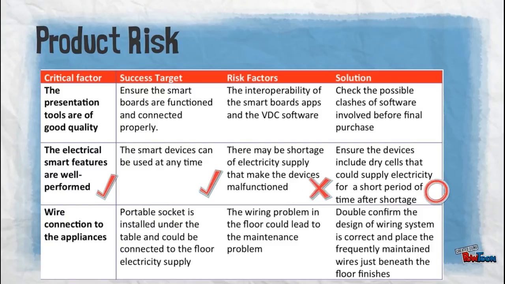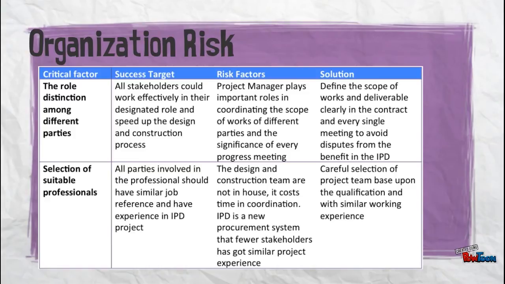In case of any electricity shortage that may damage the device, dry cells could be used as a spare electricity source. In addition, it's required to double confirm that the wiring system is correctly placed in a frequently maintained position. In terms of organization, one critical factor of IPD is the role distinction among different parties.